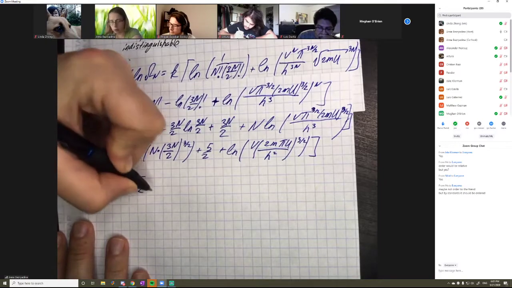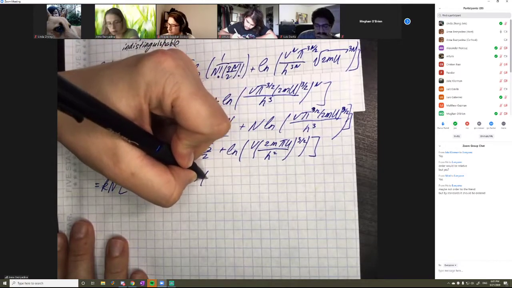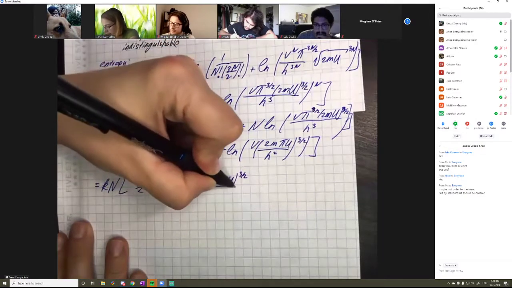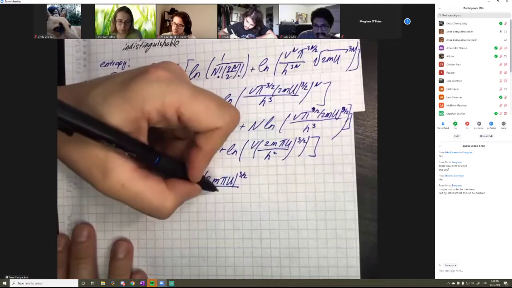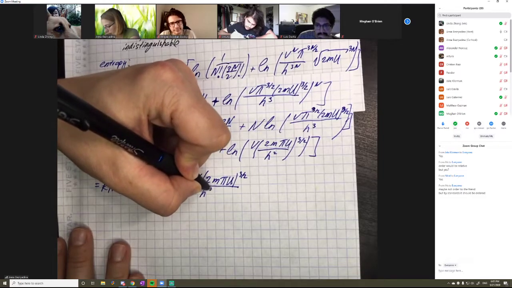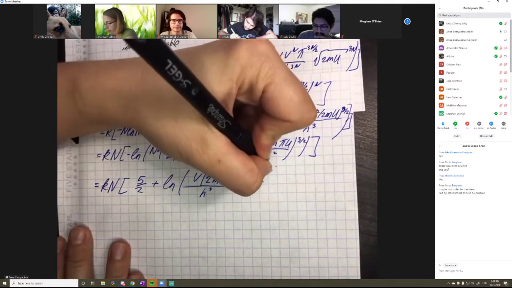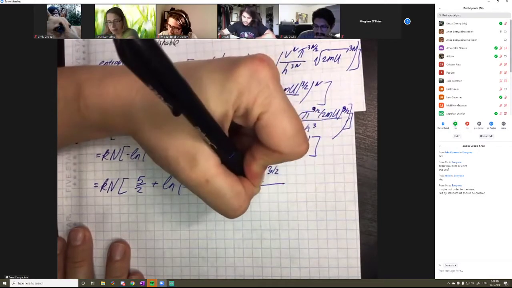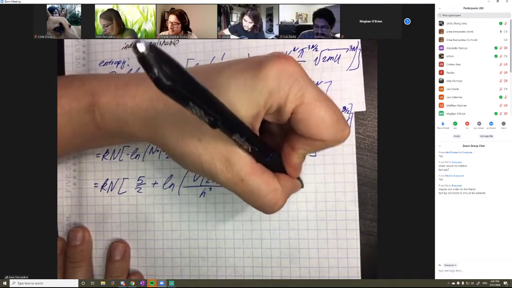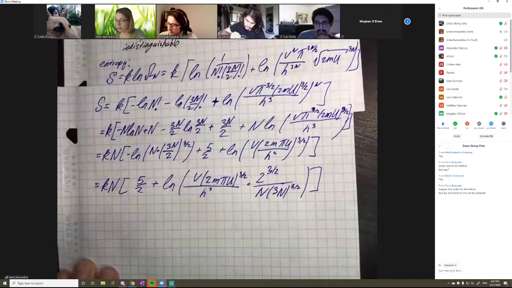Kn, 5 over 2 plus logarithm of V times (2m pi u) in the power of 3 half divided by h in the power of 3, times 2 in the power of 3 half, divided by n and 3n in the power of 3 half. So you need to do a very careful job so that you don't lose anything. So we combine this together.